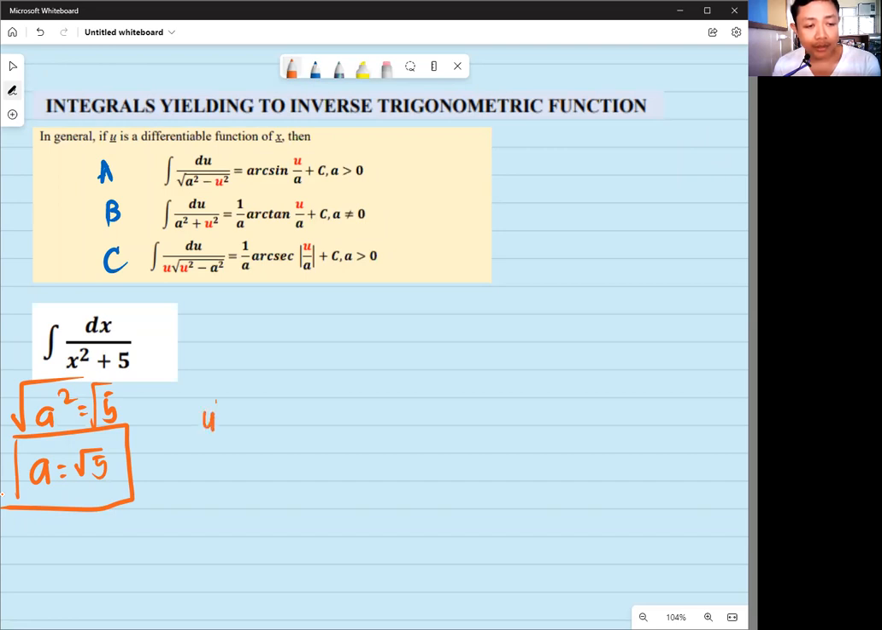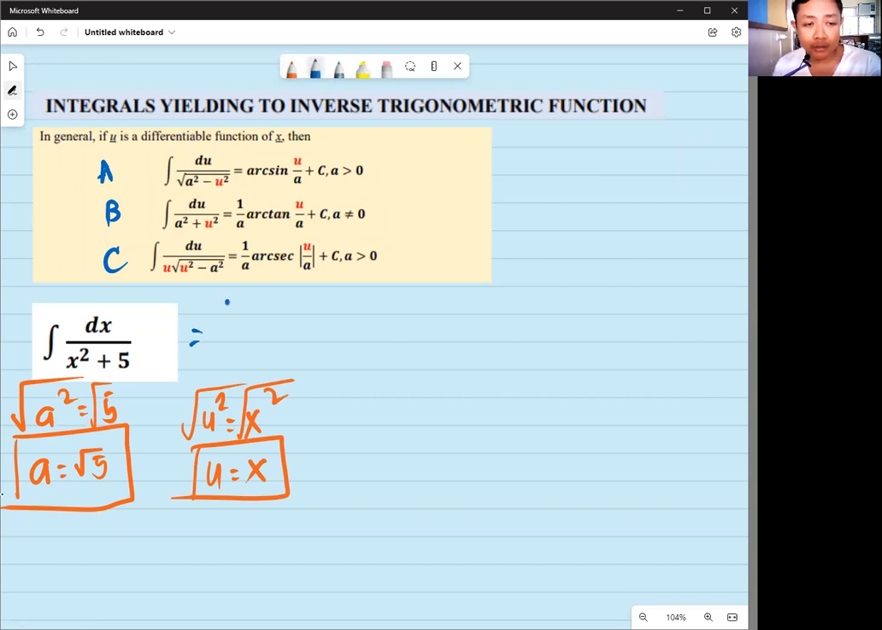Our u squared is equal to x squared. And of course, what's the value of u now? Get their square roots. What's the value of u? Type it in the chat box. Okay, the answer is x. That's it. And now, all we have to do is to substitute in our given.